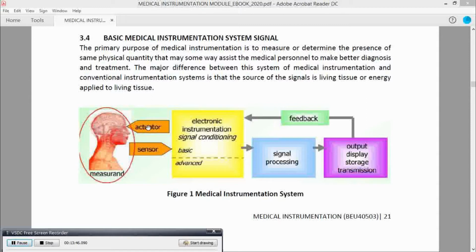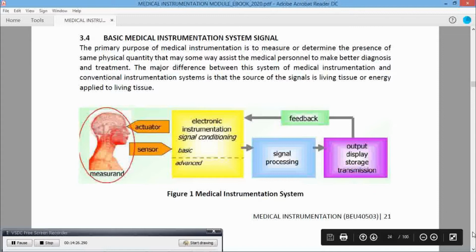So sometimes you need an actuator. For example, if you have an automated drug release syringe, you will measure the condition of the body, for example the blood pressure or what we call the glucose level. Then you will have the automated syringe system working by actuating the sensors and delivering specific types of drugs or other materials into the human body. So this is one complete instrumentation system, right?